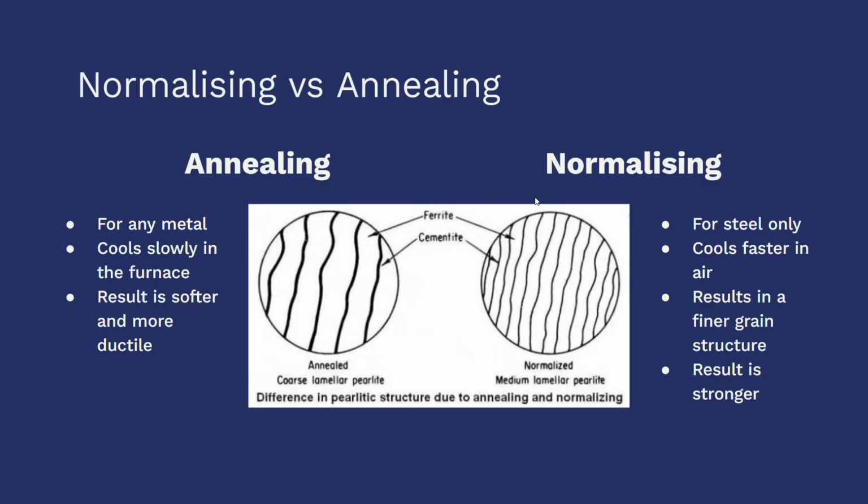So what's the difference between normalizing and annealing? Well, annealing can be done on any metal, and it cools slowly in the furnace. The result is a softer and more ductile piece of metal. Whereas normalizing is for steel only, and it cools faster in air. This results in a finer grain structure that is stronger.